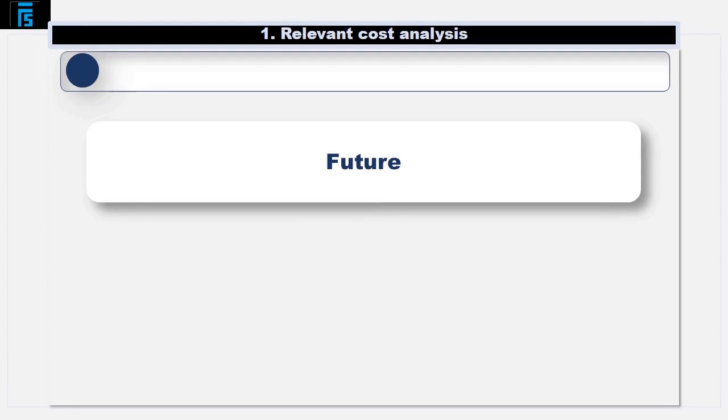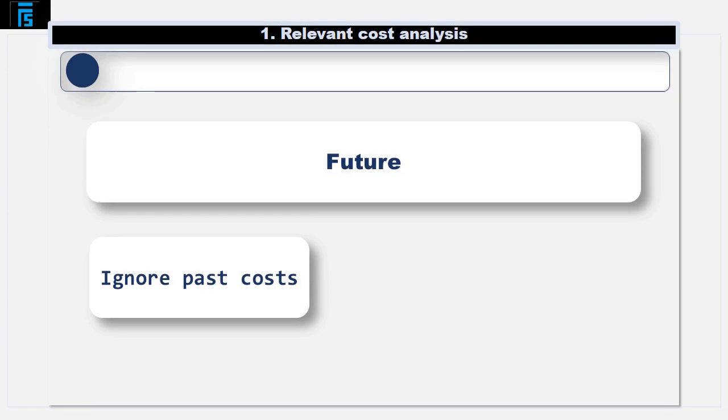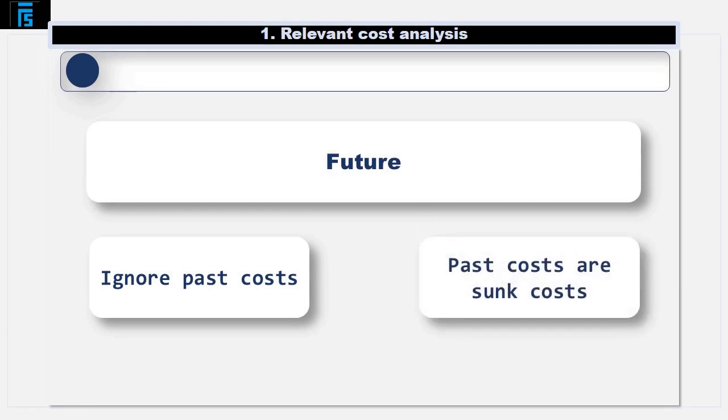Future. We are interested only in future costs. Any costs that have been incurred in the past are ignored. These past costs are referred to as sunk costs.